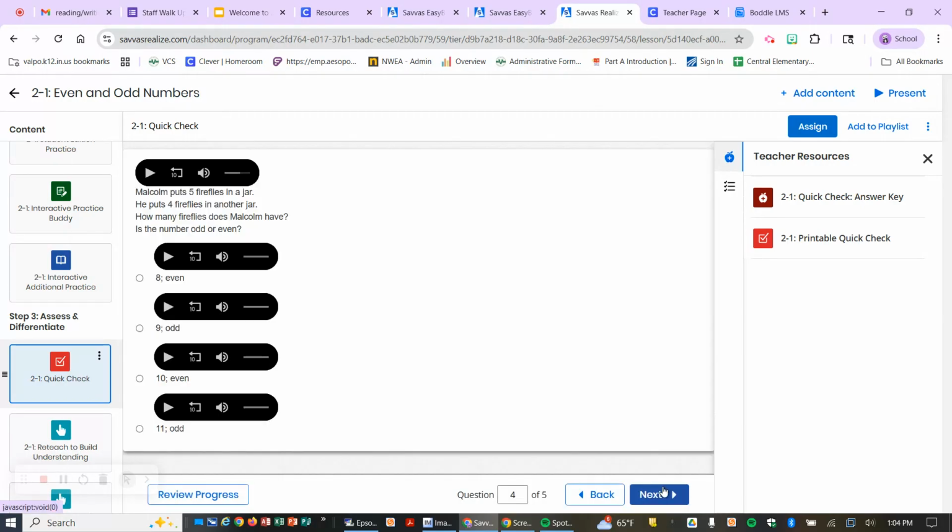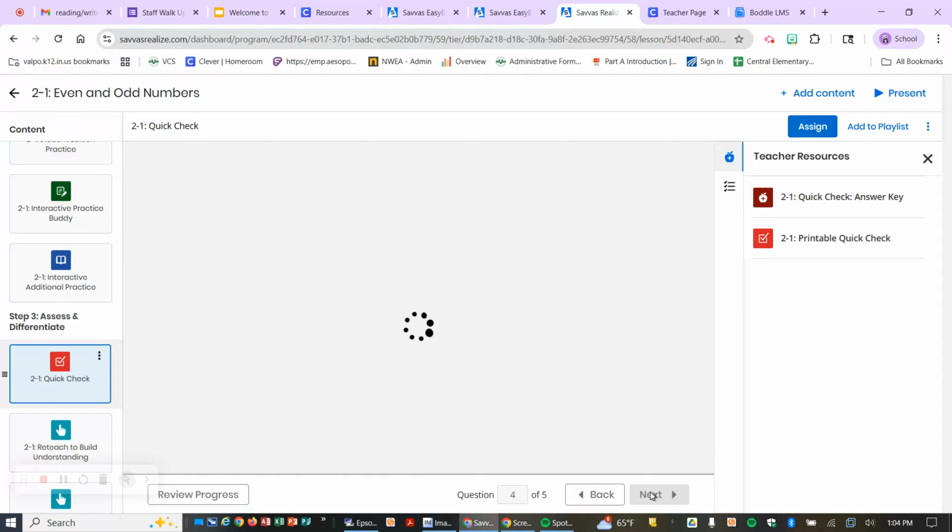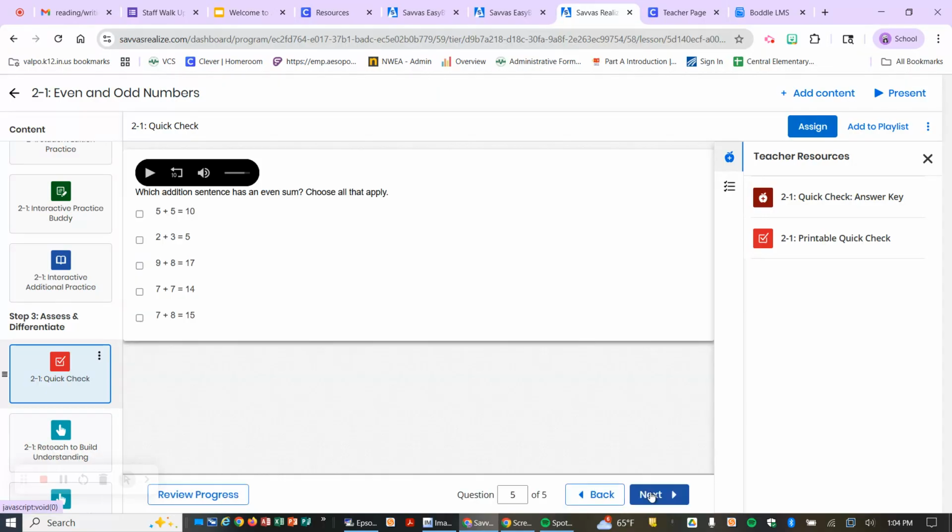Malcolm puts 5 fireflies in a jar. He puts 4 fireflies in another jar. How many fireflies does Malcolm have? Is the number even or odd? 5 plus 4, and tell me if it's even or odd. That one should be lemon squeezy for you. And number 5. Which addition sentence has an even sum? Choose all that apply. Look at the sum. Hint, there are 2 correct answers.